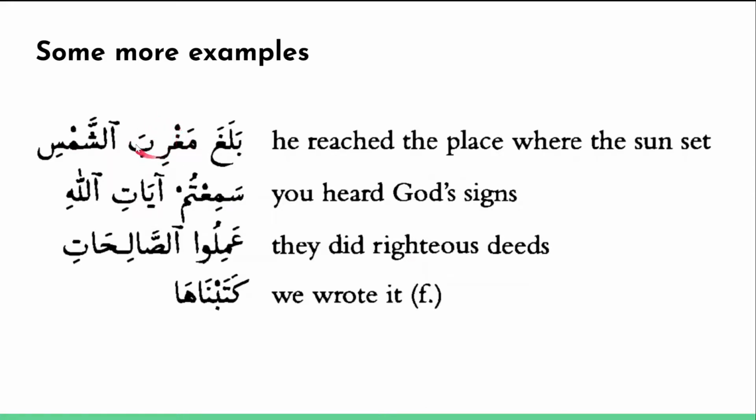here is in mansub case because this is kind of an adverb of balagha. It's saying where did he reach? Or this is kind of the object rather. So it's saying that he reached at the setting place. And so this is in the mansub case. And then this here is in majroor because it's the thing that possesses.